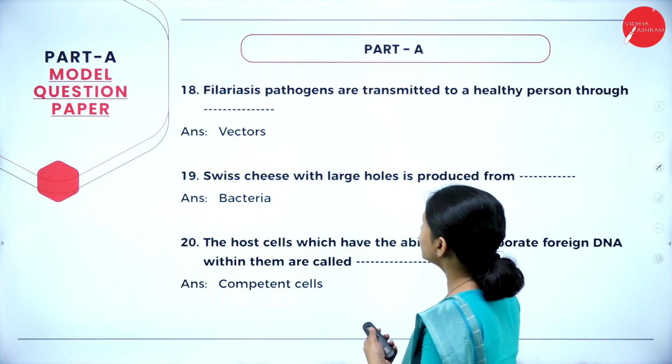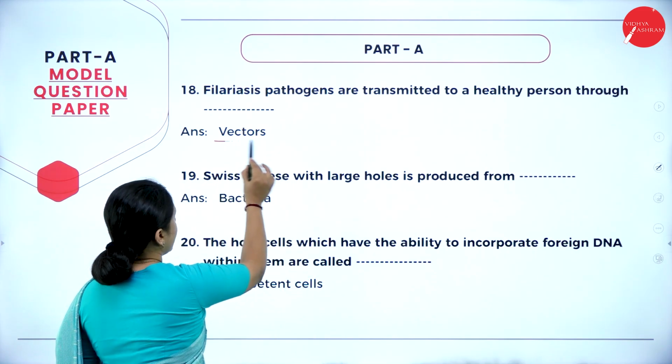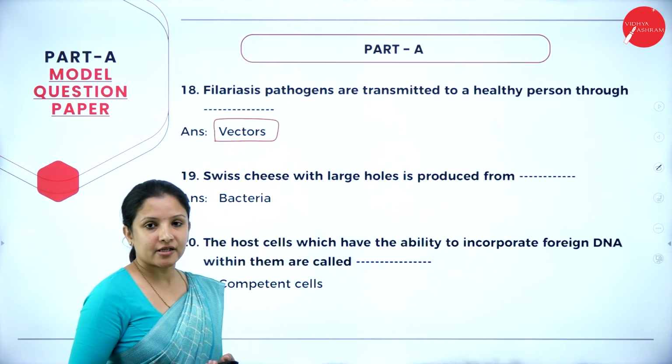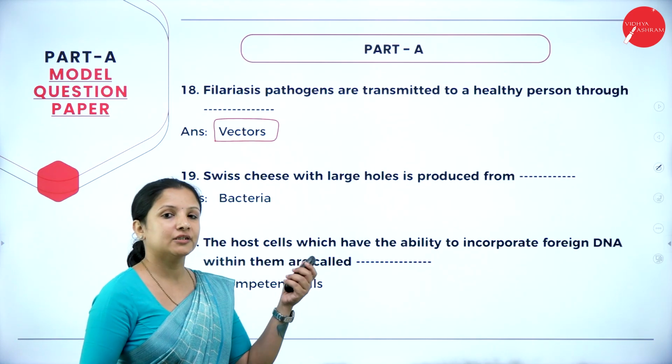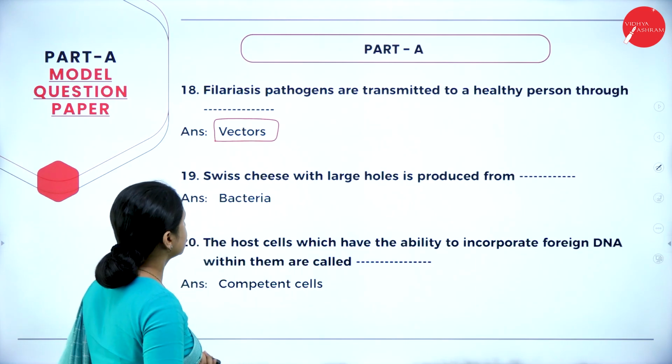Next question. Filariasis pathogens are transmitted to a healthy person through vectors, right? So say for example, elephantiasis. That is a filarial pathogen. It is transmitted through a vector, that is through a mosquito. So therefore vectors is the answer.